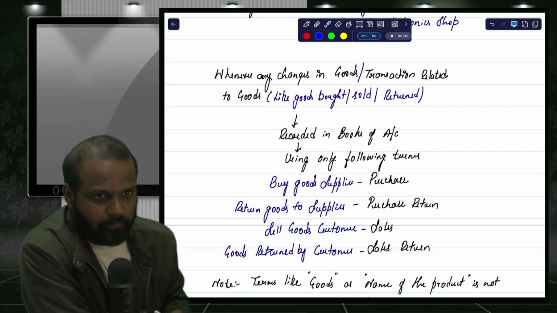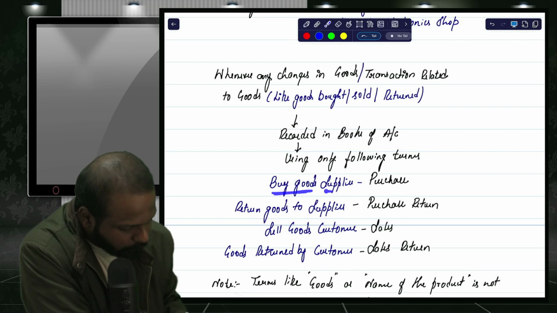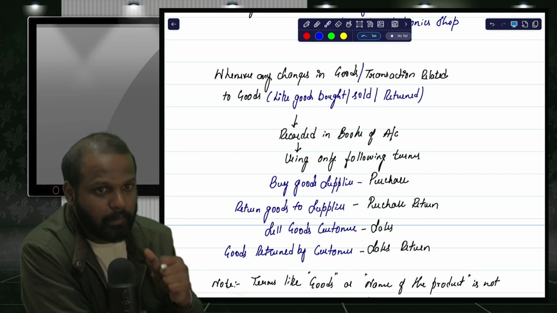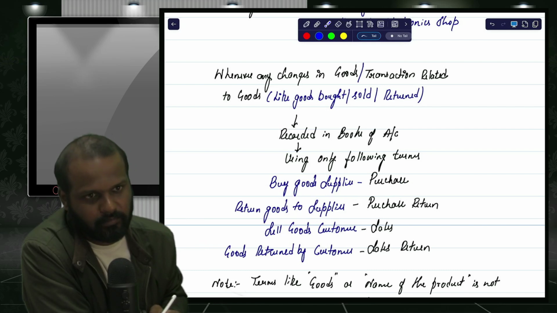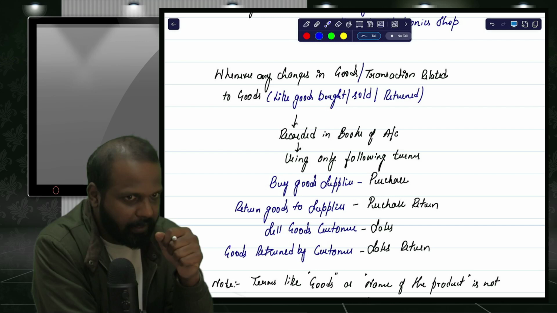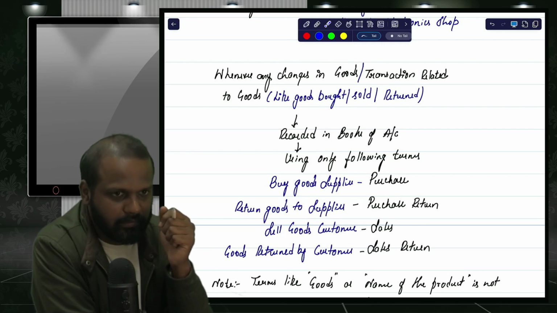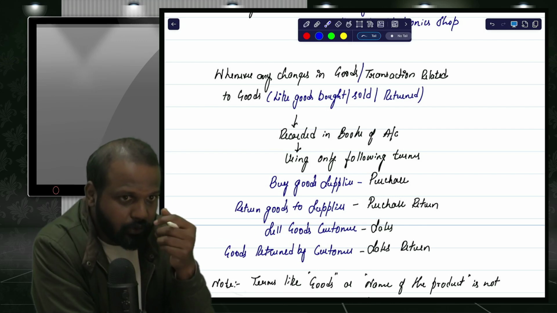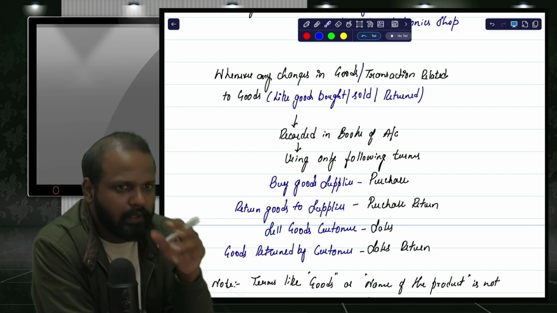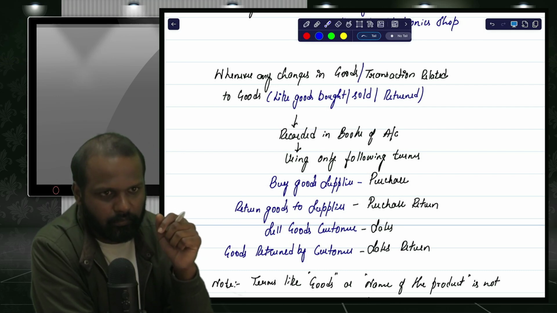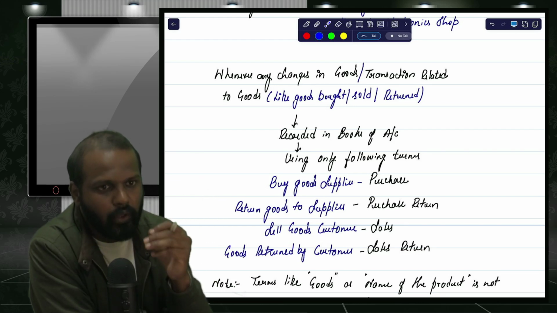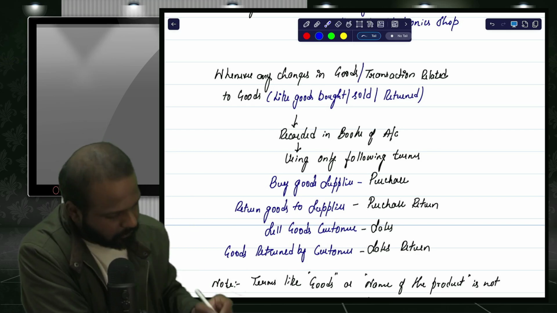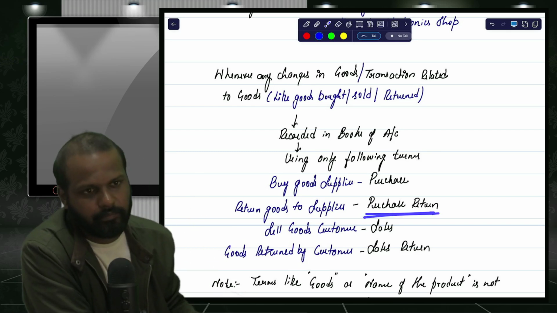So what is that? If you buy the goods from the supplier, you write the name purchase. Now, whatever goods you buy from the supplier, some of the goods may be defective. Then you will return those goods to the supplier. If you are returning the goods to the supplier, then we use the name purchase return.